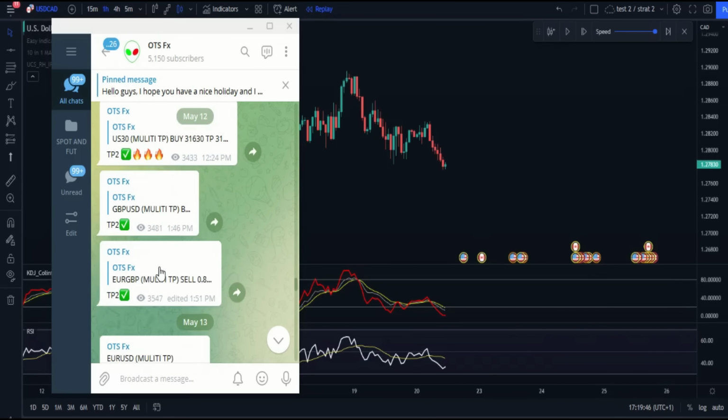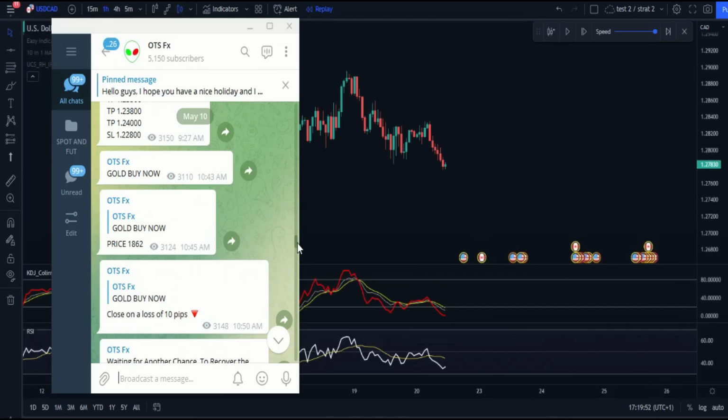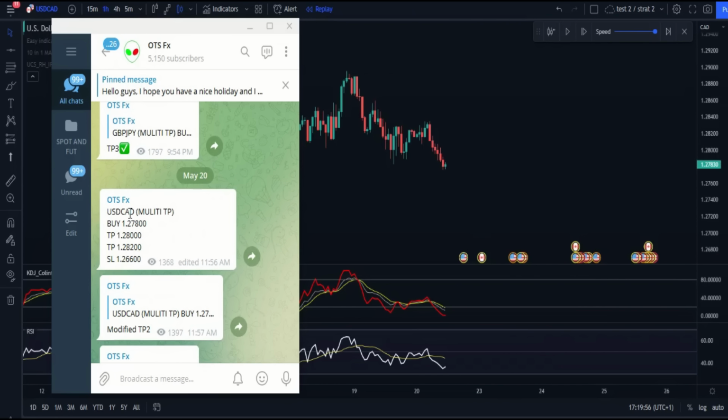As you can see, more than 90% of the signals are successful, and all these signals are free, and always will be free. Well, this is the last signal we posted, but how did we determine the entry price, and why did we choose these targets specifically?